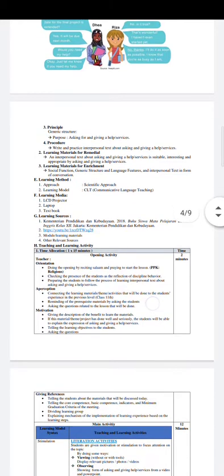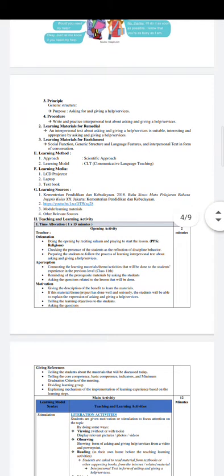And we go to the principle for the generic structure. The purpose is asking for and giving help or services. And also the procedure: write and practice interpersonal text about asking and giving help or services. The second one is learning materials for remedial, and interpersonal text about asking and giving help or services is suitable, interesting, and also appropriate. The third one is learning materials for enrichment: the social function, general structure, and also the language features of interpersonal text in formal conversation.